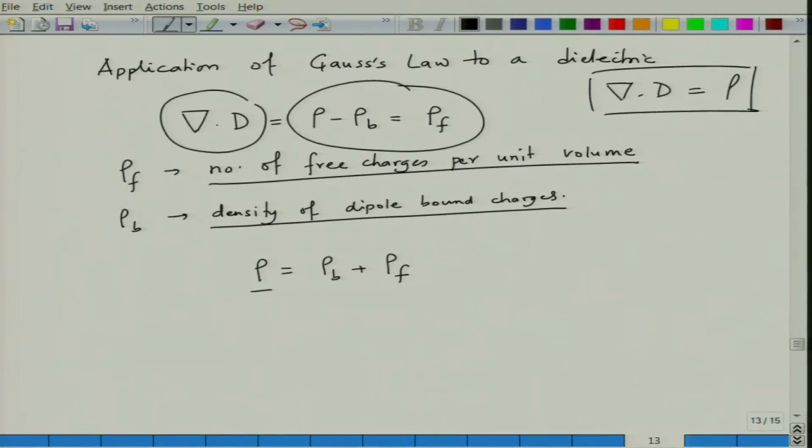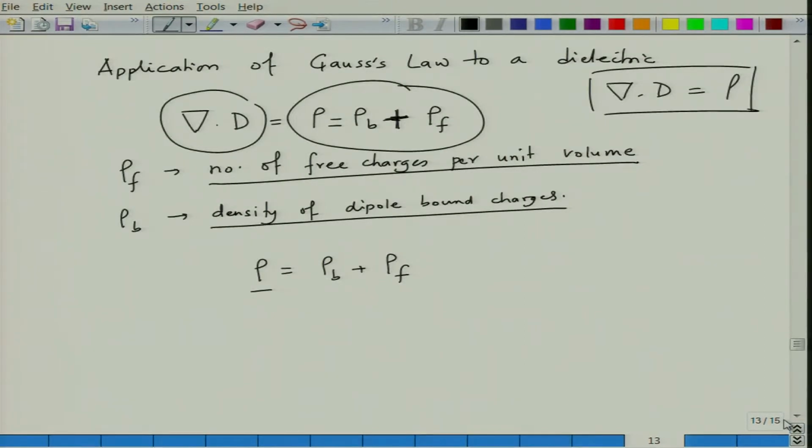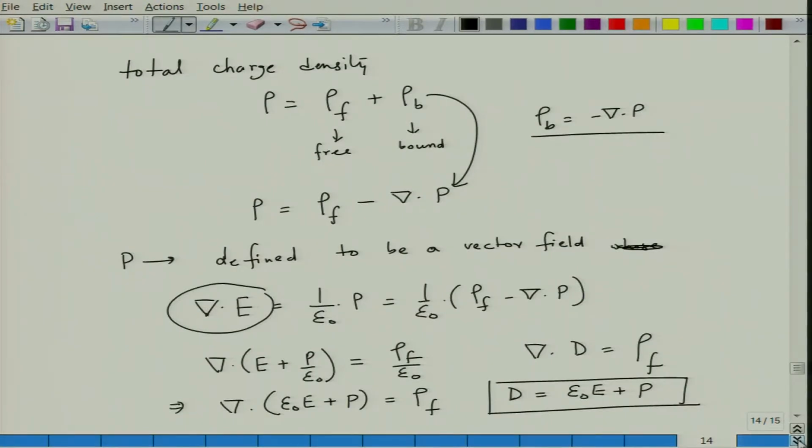Here, del dot E is equal to rho, and this rho is equal to rho B plus rho F. Yeah, that is how it should be, because you are taking divergence with respect to all the charges that are present.